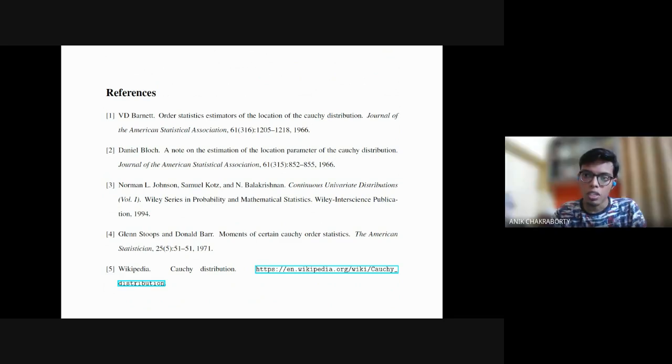And yeah, I will share the GitHub link where I have stored all these dissertation related files. So I'll share that link.